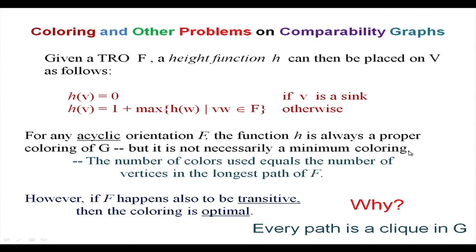Now, what's going on here? It's the same proof that we saw with interval graph coloring and with chordal graph coloring in the following way. We've succeeded to color with the number of colors in the longest path. The longest path is a clique. So you would require at least that many colors. Hence, you've done it optimally.